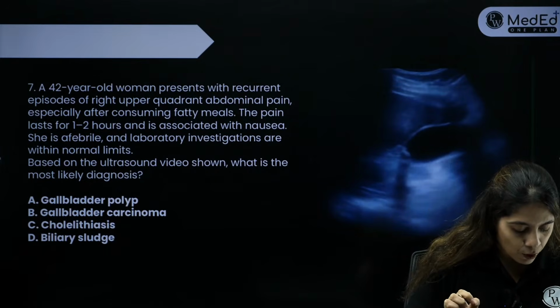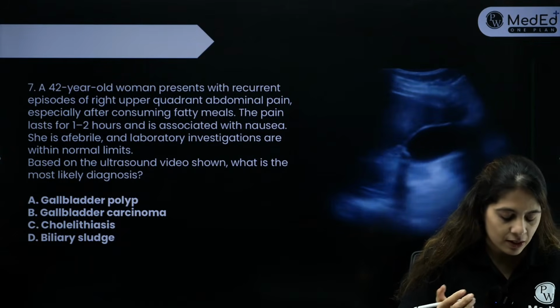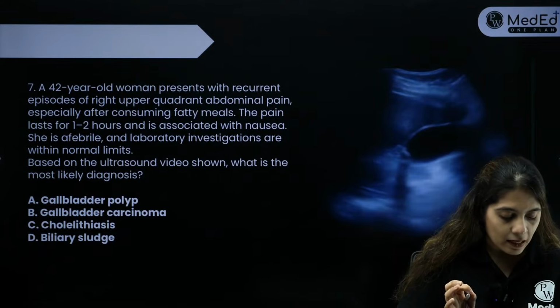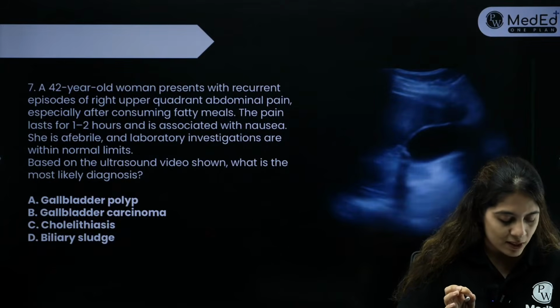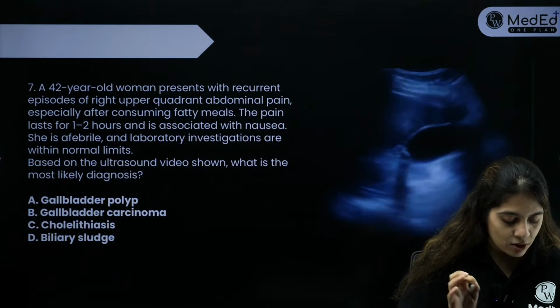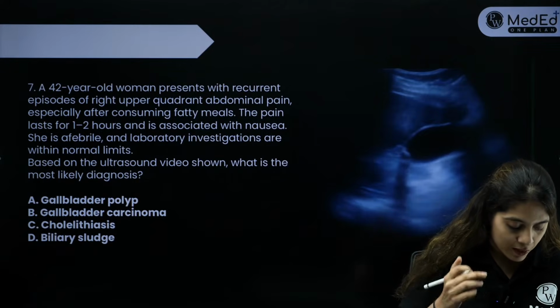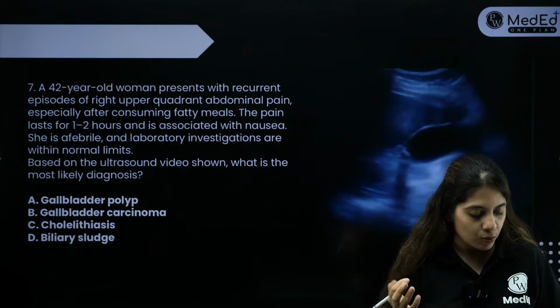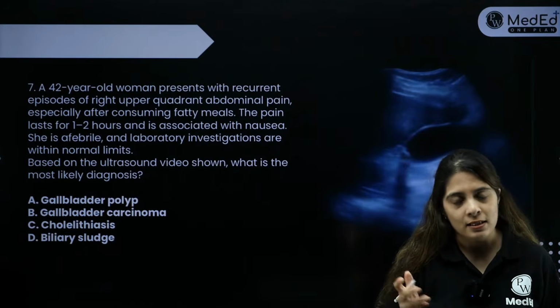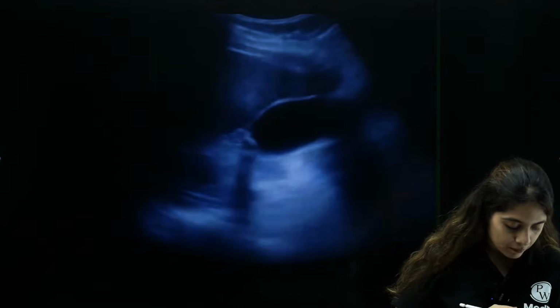A 42-year-old woman presents with recurrent episodes of right upper quadrant pain, especially after consuming fatty meals. The pain lasts for 1 to 2 hours and is associated with nausea. She is afebrile and laboratory investigations are within normal limits. Based on the ultrasound video shown, what is the most likely diagnosis? Whether it is a polyp, carcinoma, simply cholelithiasis, or biliary sludge. So let me just show you the video.